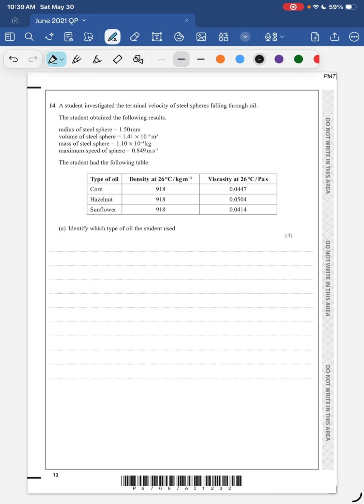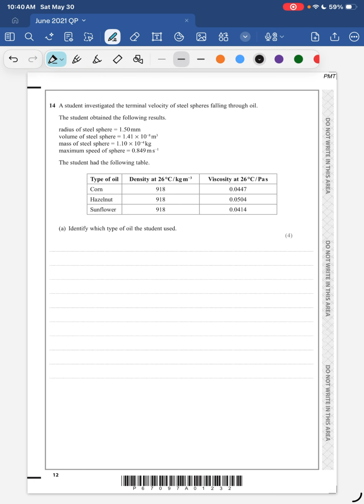Okay, question 14. A student investigated the terminal velocity of steel spheres falling through oil. The student obtained the following results. We have the radius of the sphere, the volume of the sphere. I don't know why they give us that. I mean, you can calculate it from the radius, but anyway, the mass of steel sphere and the maximum speed of sphere. The student had the following table: type of oil and viscosity and density. So you see that the density is the same for all, but the viscosity is different. So identify which type of oil the student used.